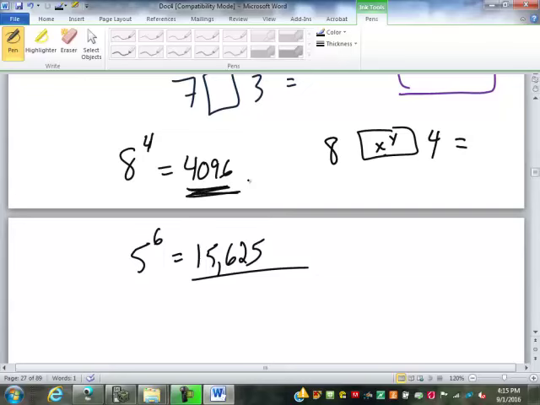Okay. Perfect. Any other questions on getting your button to work on your calculator? Okay. Good.